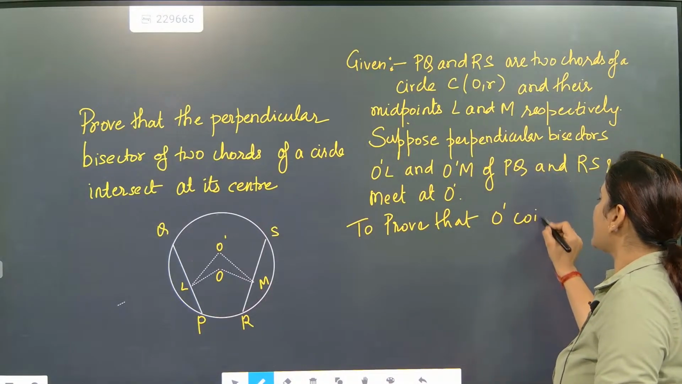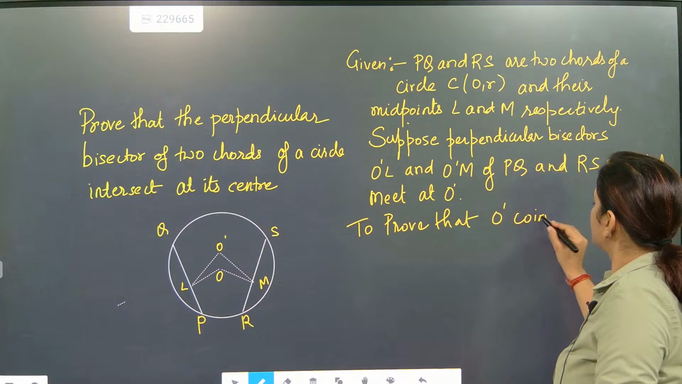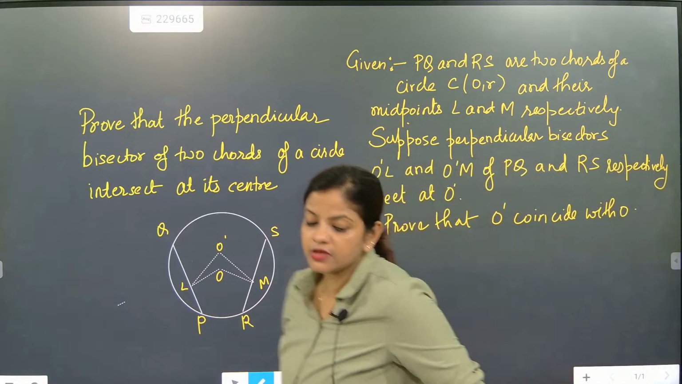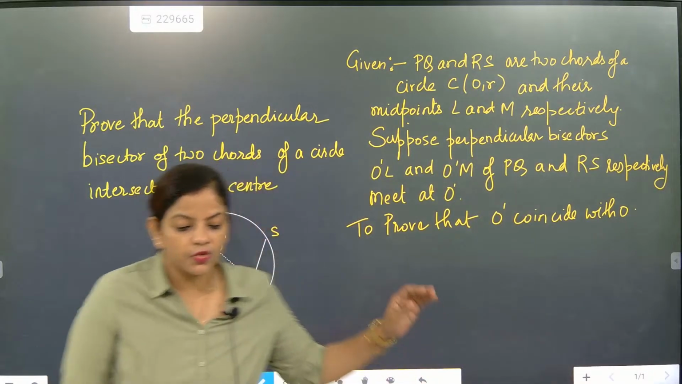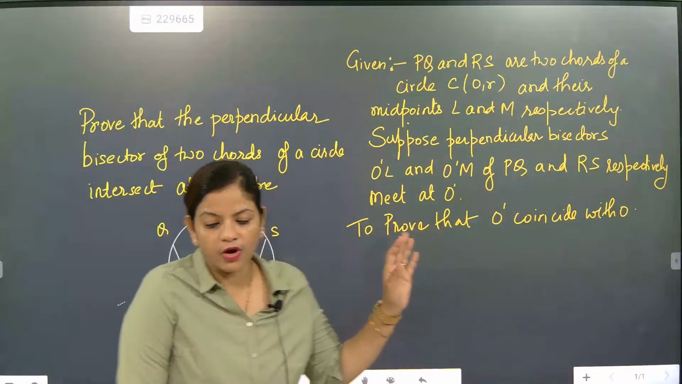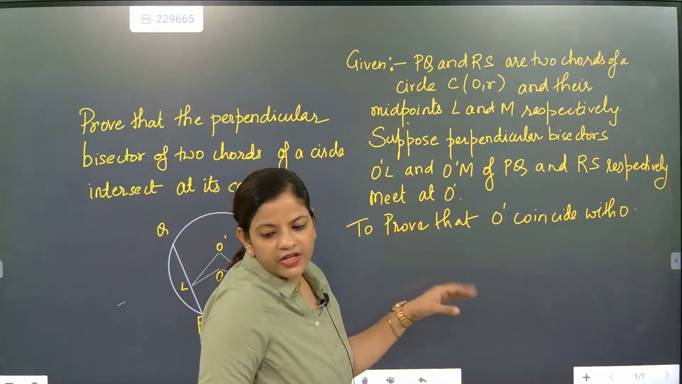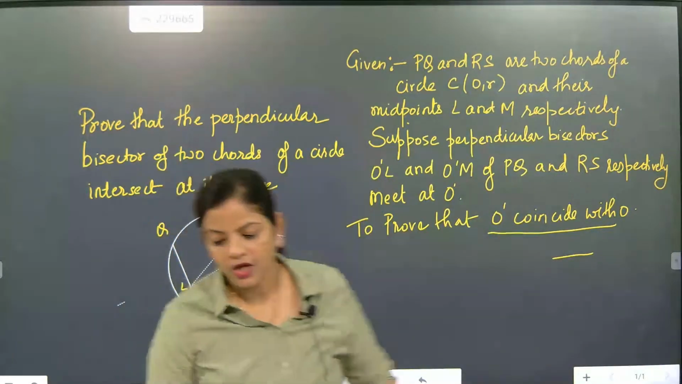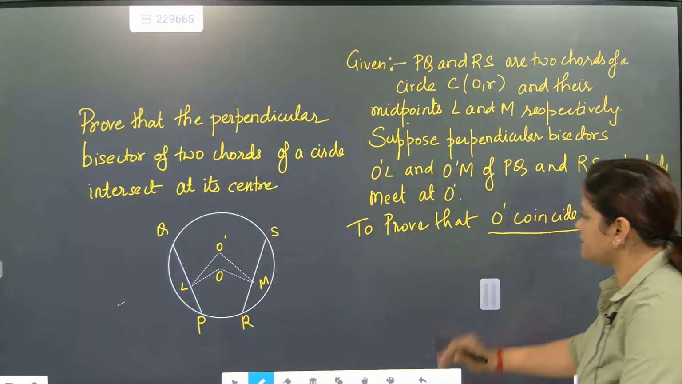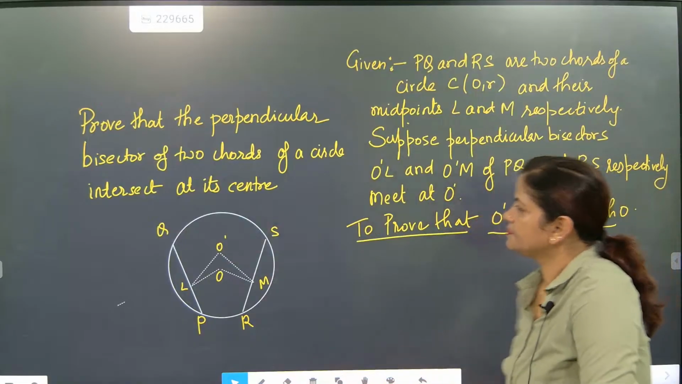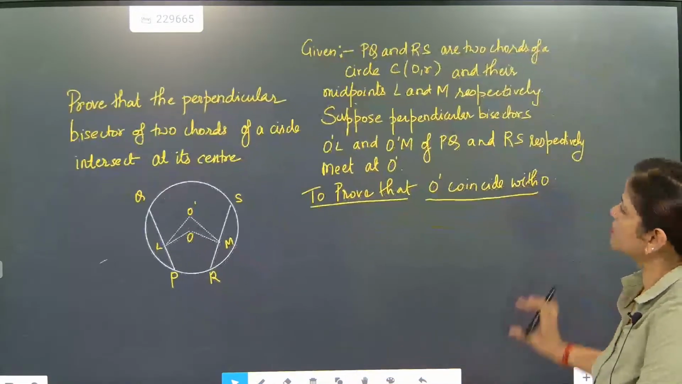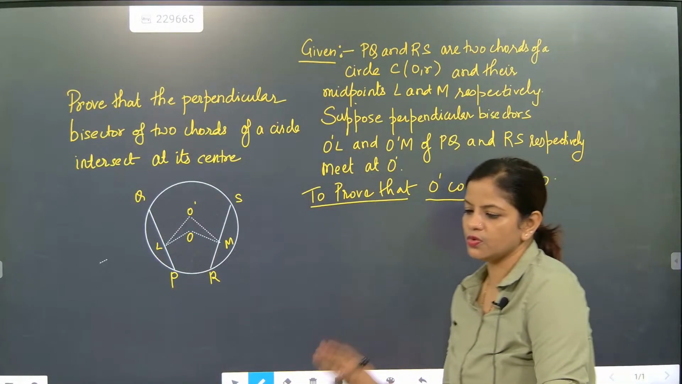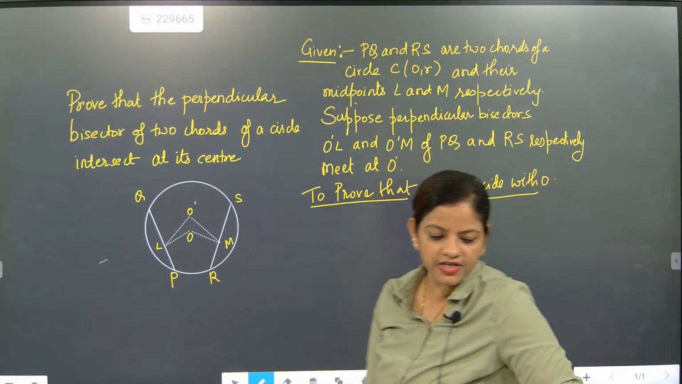Now we need to prove that O dash coincides with O. This is one of the major sections. O dash is coinciding with O. This is one of the most important parts, where O dash is exactly going to coincide with O. Please remember this section. So we need to prove that O dash is coinciding with O. Okay, now let's check this one out.